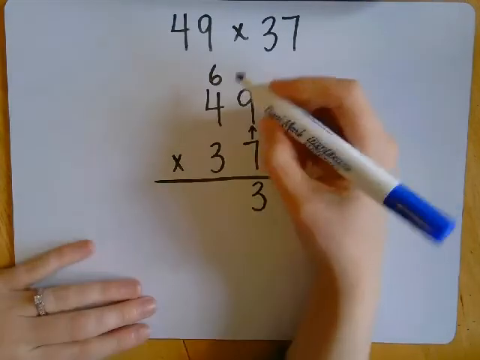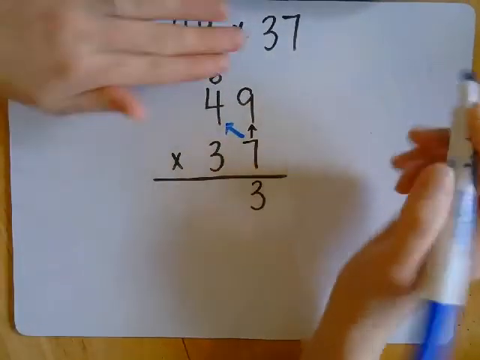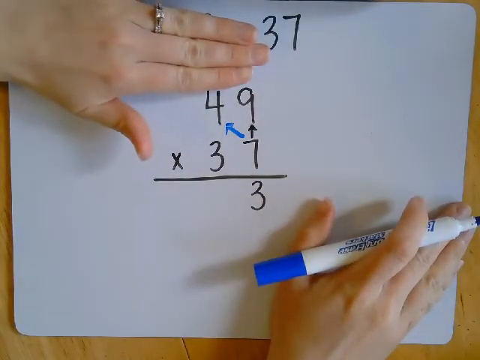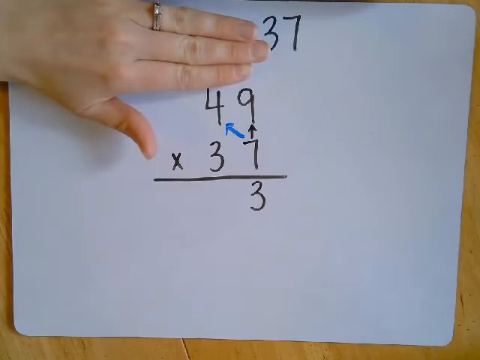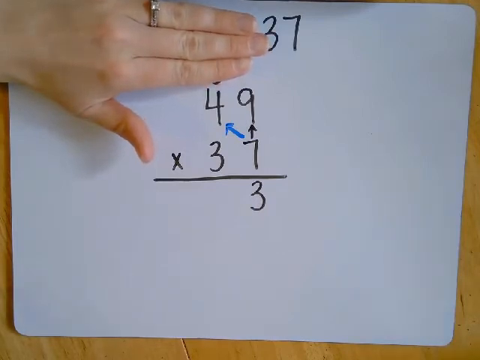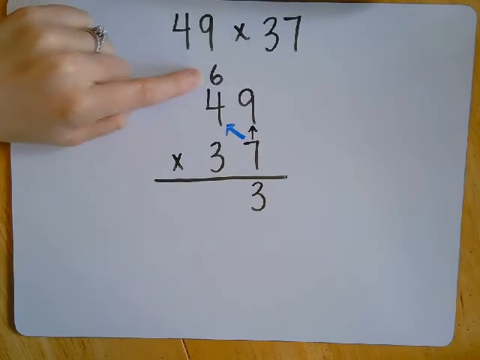Next step, I am going to multiply 7 times 4. Before I even look at that 6, I need to complete this multiplication problem first. So I need to multiply 7 times 4, which is 28, and then I can add that 6 up here. So 28 plus 6 is 34.